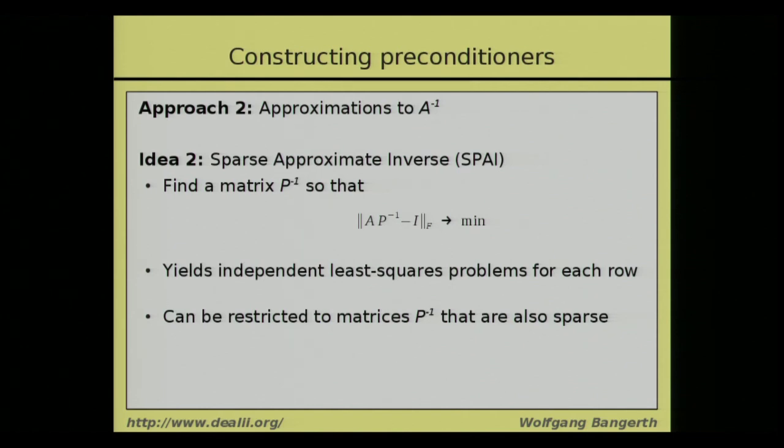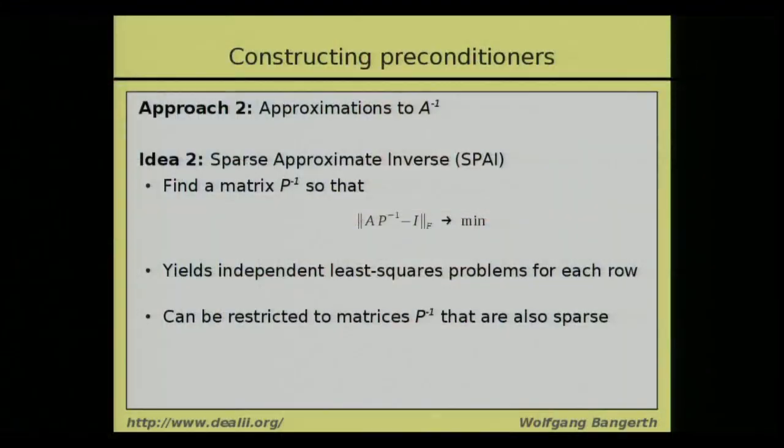So this is a fairly nice problem, because if I have a large matrix, let's say 100,000 by 100,000, then that means that I can compute this P^-1 by solving 100,000 independent problems. For each row of this matrix P^-1, I can solve an independent problem, which is something that I can do in parallel, for example.